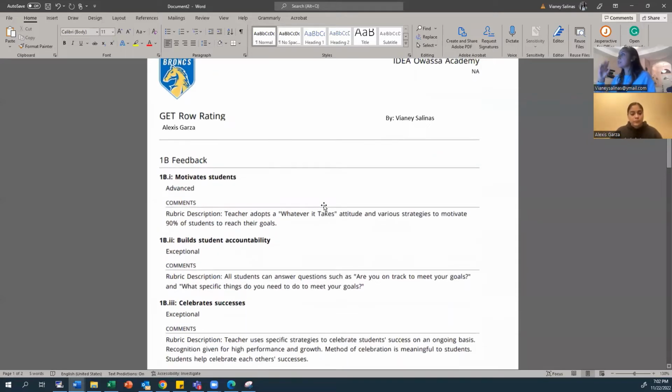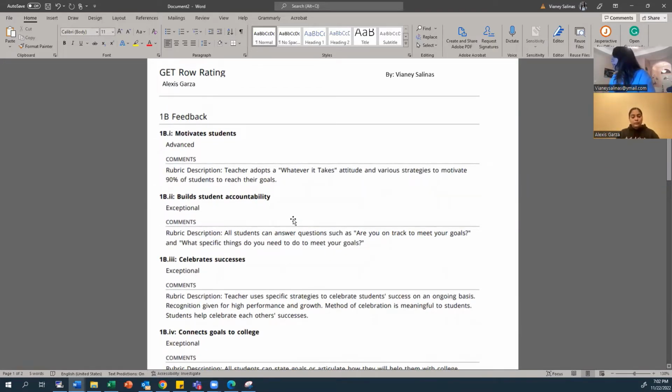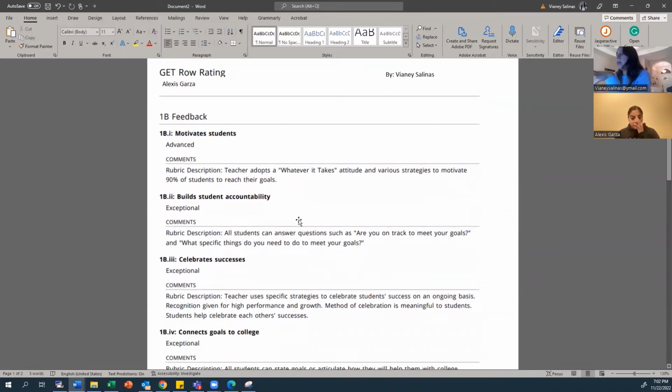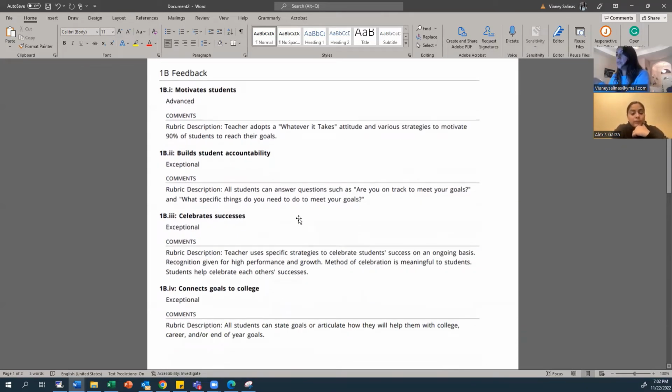So our last observation, these were some of the things that I noticed and that we worked on and gave feedback to. This is based off your second observation, and it will be used as a model for what you can take away from this, so that the next time I come to observe, or anybody comes to observe you, you know what specific steps to take. On the GET rubric, I decided to stick with our 1B, which is motivate students, build student accountability, celebrate successes, and connect goals to college.